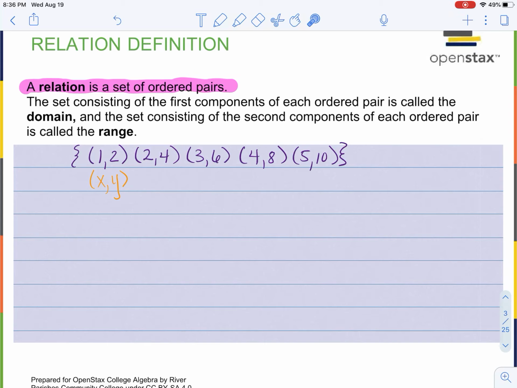So in a relation, which again is a set of ordered pairs, the set consisting of the first component of the ordered pairs, the x's, that's called the domain. And the set consisting of the second component of each ordered pair is called the range. So if you give the set of all of the x's, that's the domain, and if you give the set of all of the y's, that is the range.